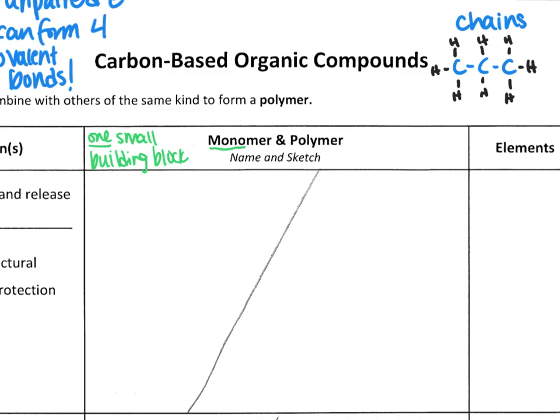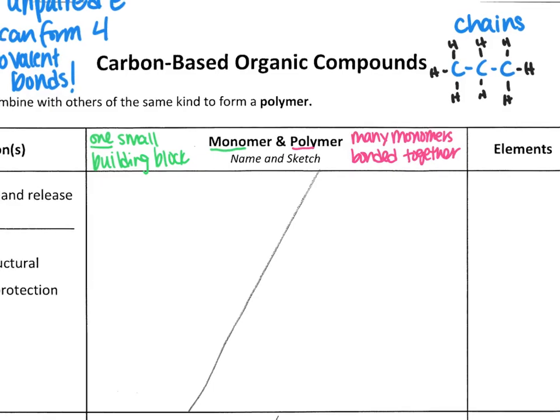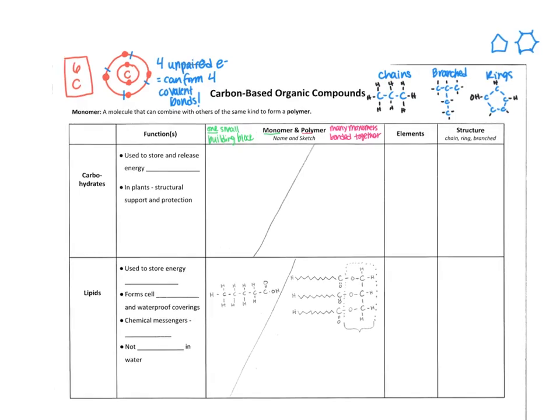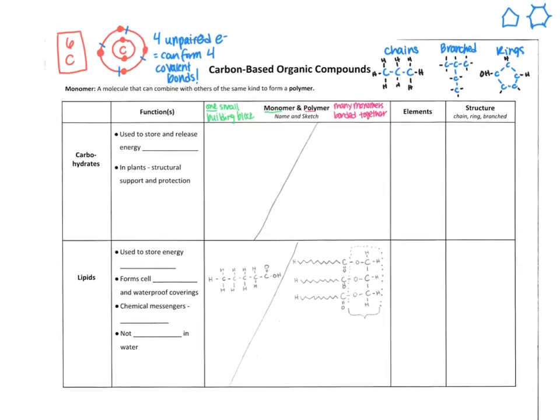Now let's compare the word monomer to the word polymer. The prefix poly means many. So many monomers bonded together. Okay, so for each of these groups of organic compounds, we will be learning both the monomer form of that organic compound group and its polymer form.